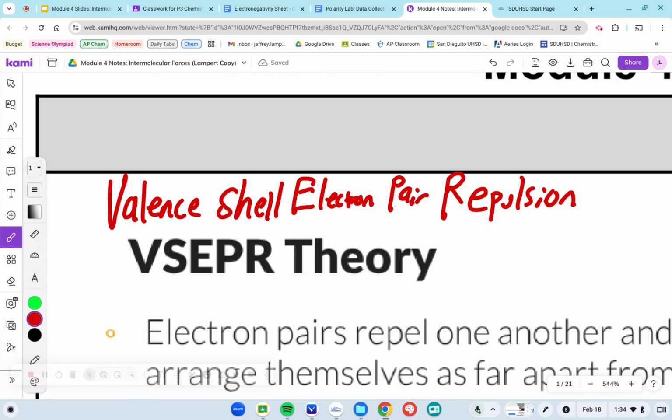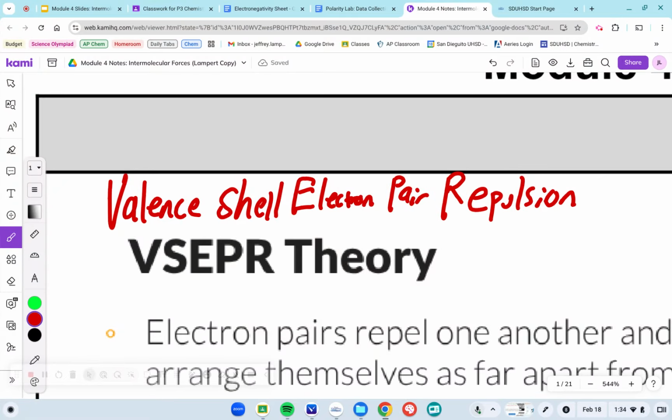Now, if we break down what this means, if we have pairs of electrons in the valence energy level, so in the furthest out energy level, they repel each other. From our last module, remember that all of our electrons, when we drew dot structures, ended up in pairs, right? They were either pairs that were bonding two atoms together or pairs that were just sitting alone on an atom. And so those electrons are going to repel away from each other and get as far away as possible from each other. That's all this theory says.